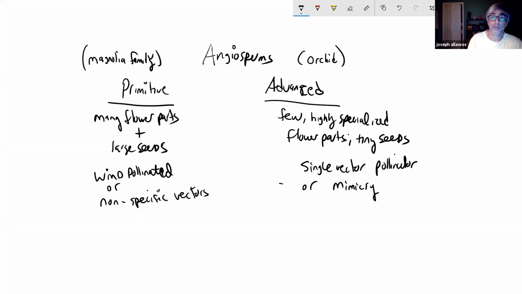And we'll say and/or mimicry. What we mean here is that there's one single species of insect, or maybe animal, that pollinates one species of orchid. They're highly specialized in terms of their vector. And mimicry is sort of the ultimate example of that, where the flower literally physically looks like the insect and it tricks the insect into thinking it's its own species. And we'll see some pictures of these.